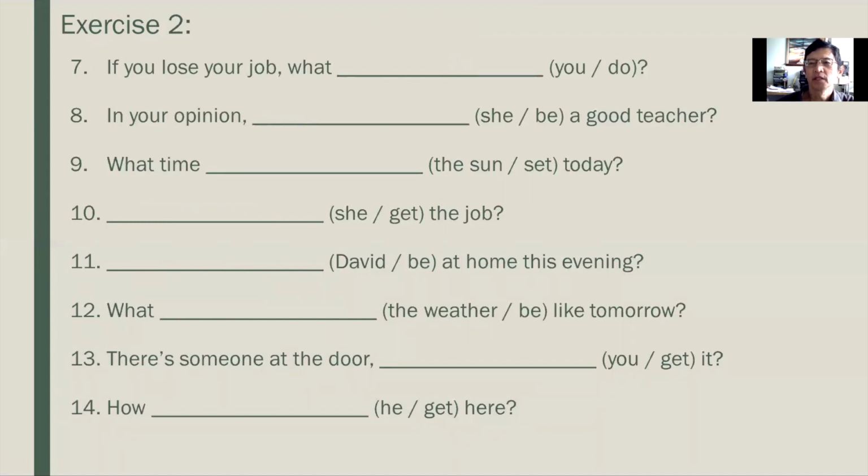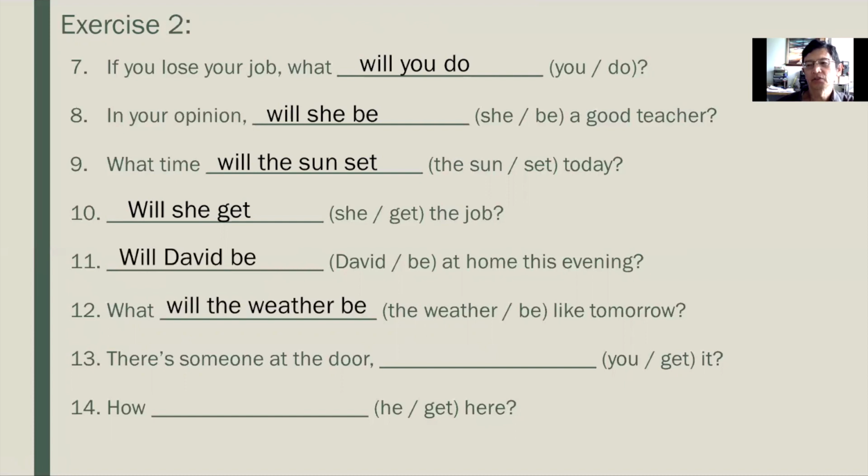Do you remember number 7? If you lose your job, what will you do? Number 8. In your opinion, will she be a good teacher? Number 9. What time will the sun set today? Number 10. Will she get the job? Will David be at home this evening? What will the weather be like tomorrow? There's someone at the door. What do you say? Will you get it? Or won't you get it? The last one, how will he get here?